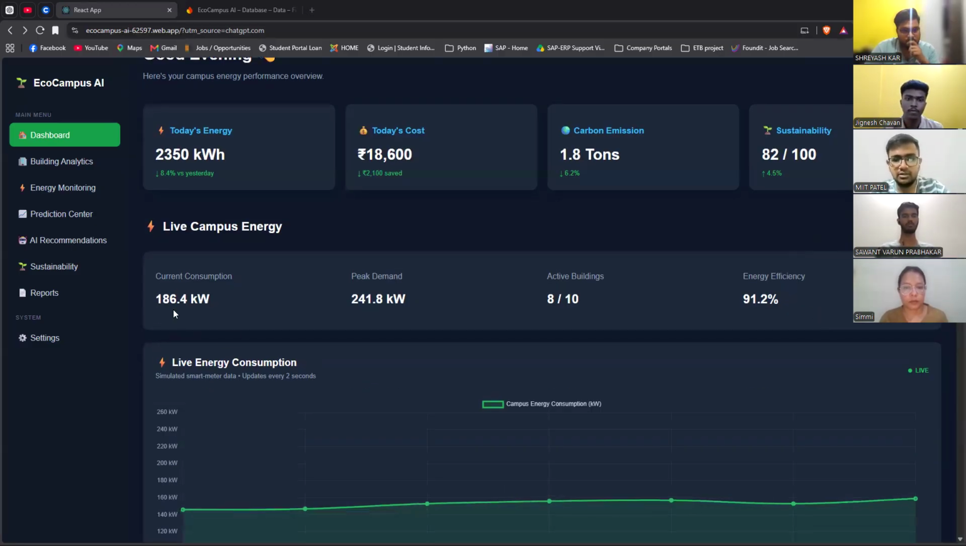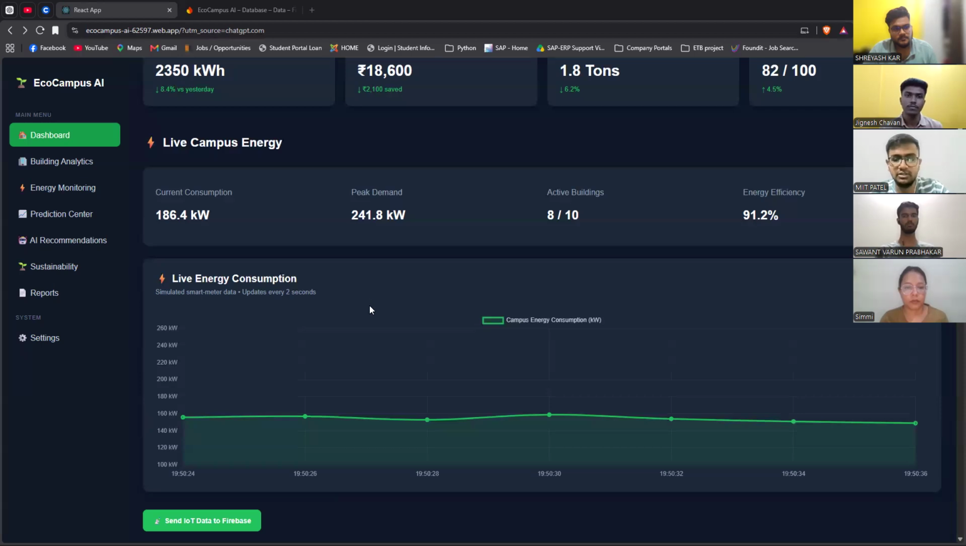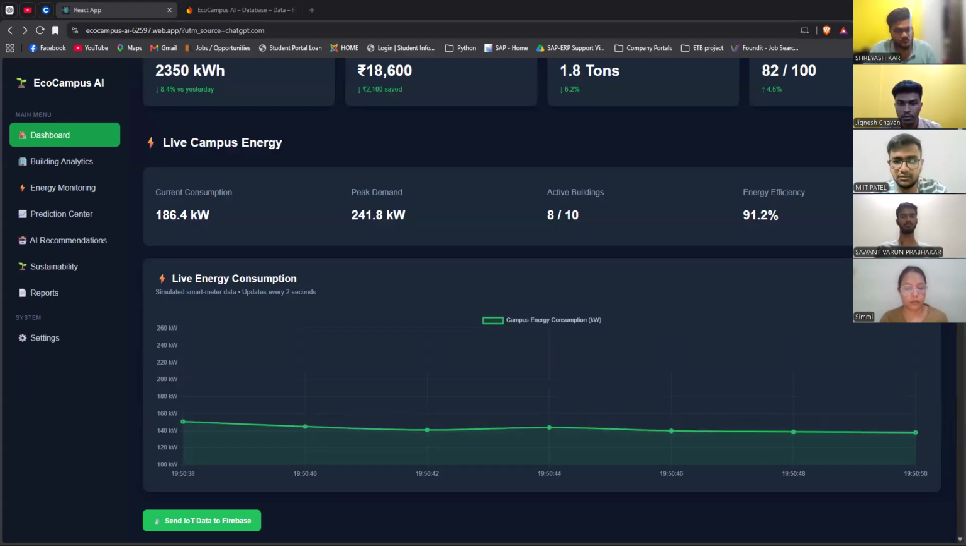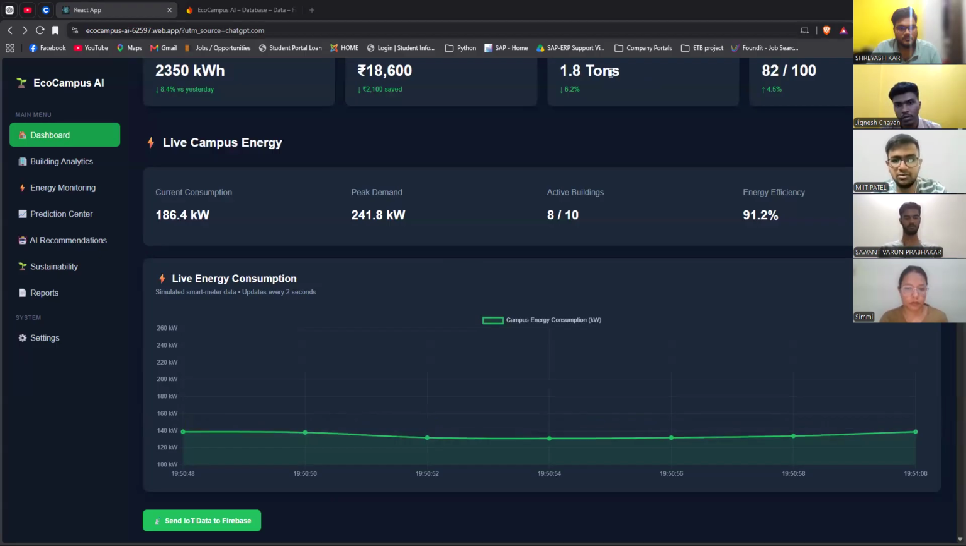In this, we can see the graph showing the campus consumption changing over time. It is our prototype smart meter, because it is continuously being fed data, and it is simulated and updated every 2 seconds. The purpose of this live energy consumption board is to demonstrate what real-time IoT energy monitoring would look like, and we can also see a button to send the IoT data to Firebase.